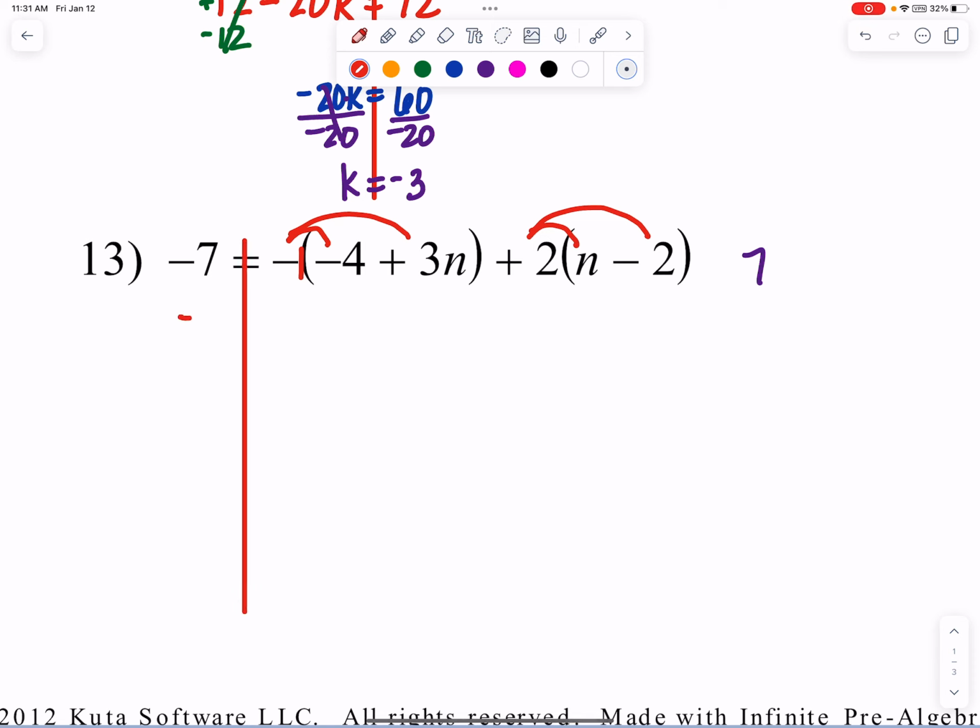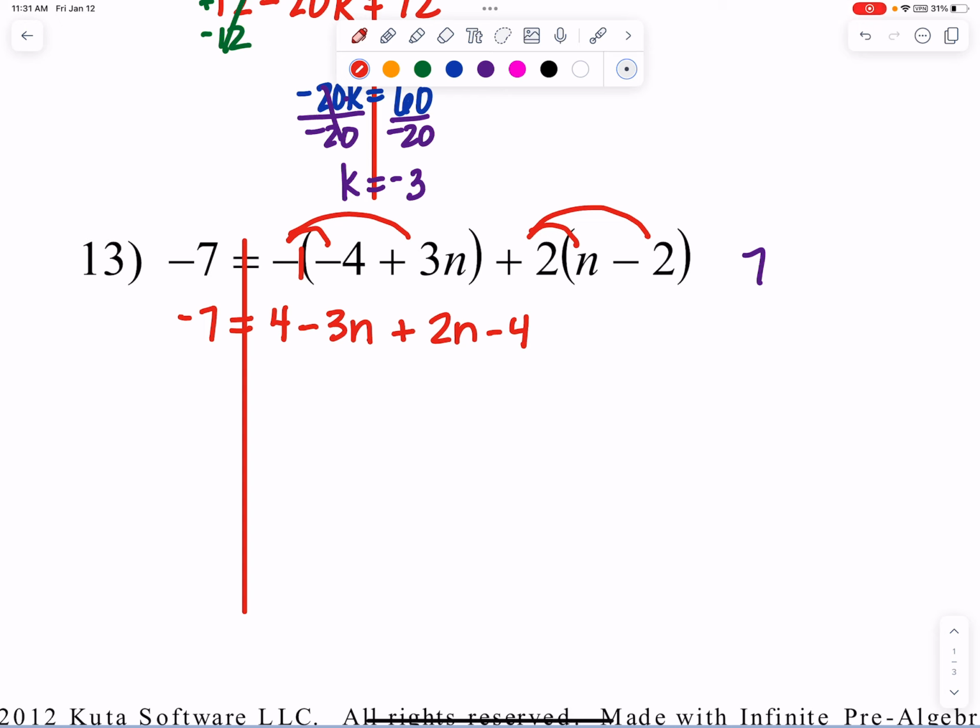Okay, so we have -7 equals -1 times -4 is a +4 plus -1 times 3n is -3n. I don't want to have the plus a negative, so I'm going to just write -3n. Okay, all right, and then we have plus 2 times n, and then +2 times a -2 is -4, so I'm just putting a -4. Okay, all right, let's go ahead and start moving things around.